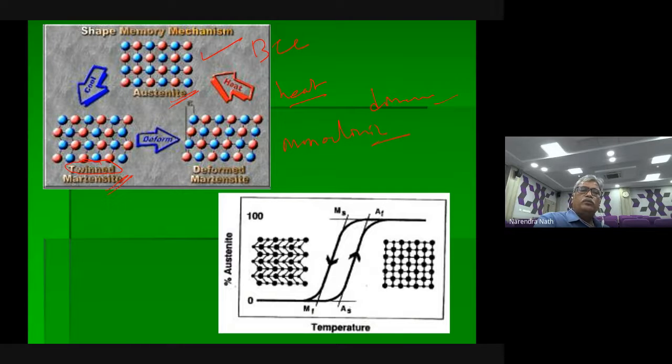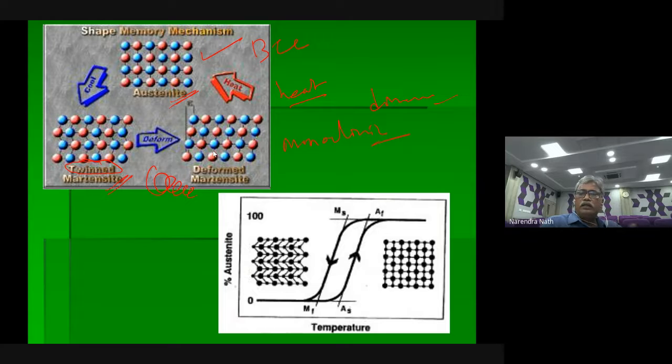This is what two-way is. Suppose in your human body, it's only one way. It won't go back. Whereas in industrial applications, it is going back. So now if I want to go back, I have to heat it. When I am going to heat it, it will take the path and become austenite, again BCC. And this cycle keeps on going. So this is what people are doing.